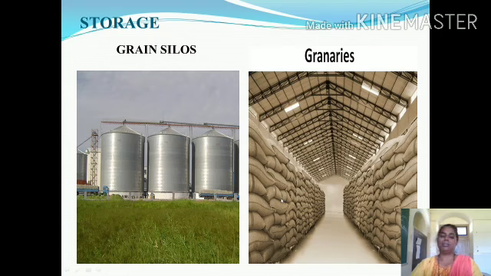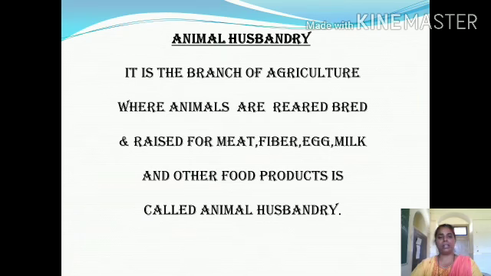There is another branch of agriculture called animal husbandry. It is also a branch of agriculture where animals are reared, allowed to breed, and raised for the purpose of meat, fiber, eggs, milk and other food products. This is called animal husbandry.